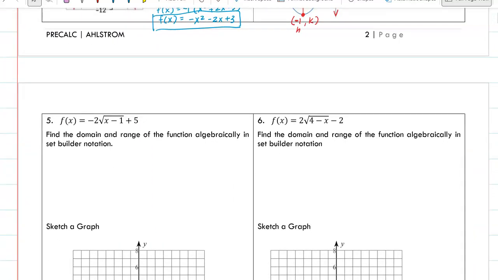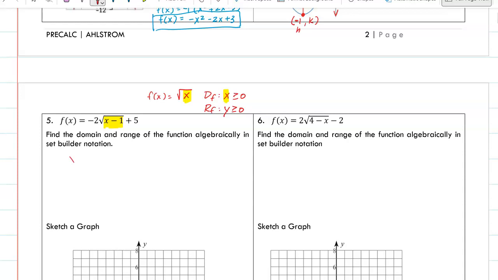Okay, so write the domain and range of the function algebraically in set builder notation. Remember, I told you that the radicand, x minus 1, for a parent function f of x equals the square root of x. The domain of the function is going to be x is greater than or equal to 0, and the range of the function is going to be y is greater than or equal to 0. The x is going to be whatever's in the radicand.